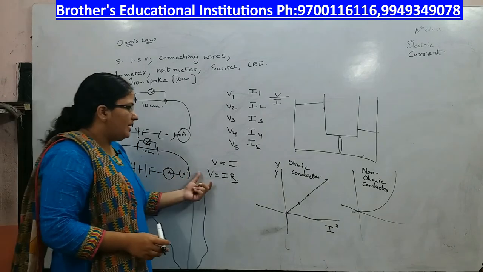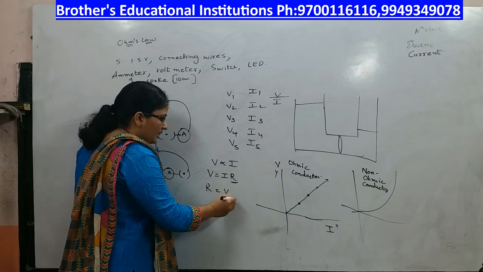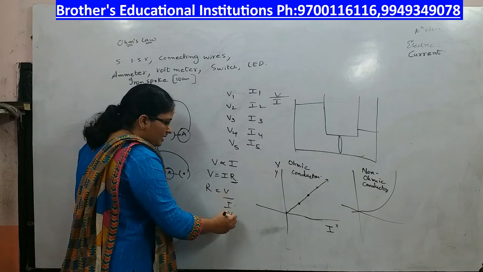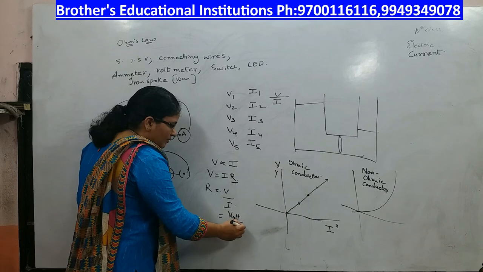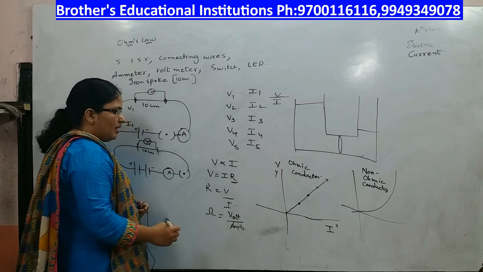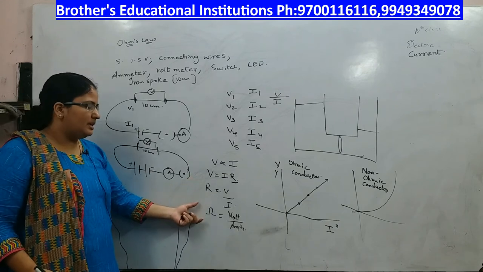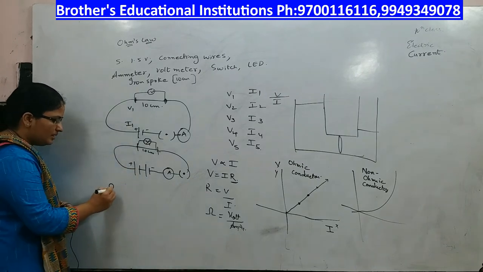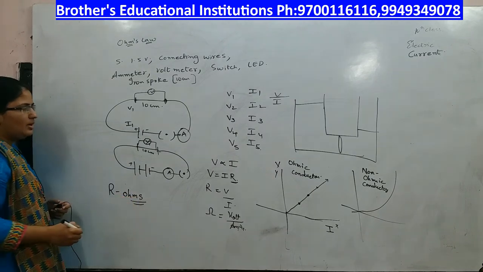So from V is equal to IR, R is equal to V by I. Now the unit for V is volts, unit for current is amperes. This volt per ampere is called ohm. So the unit for resistance is ohms. What is the unit for resistance? Ohms. OHMS is the unit for resistance.